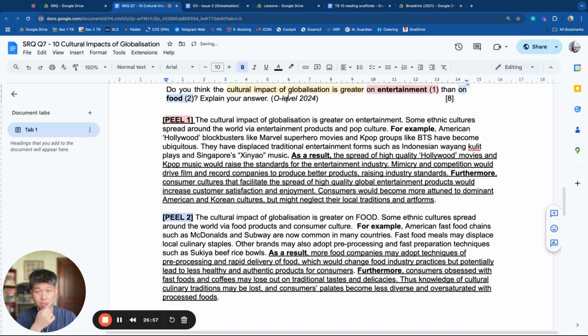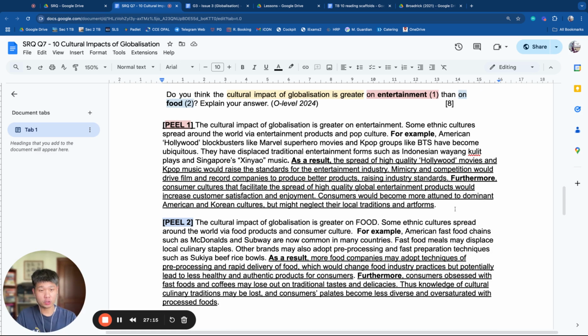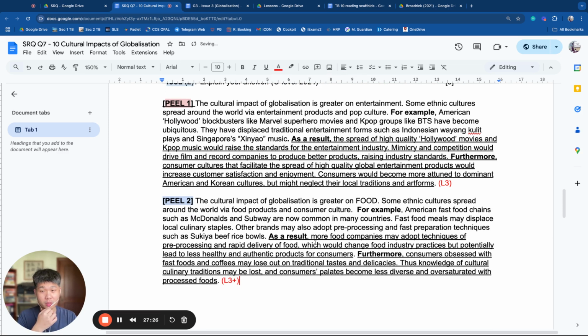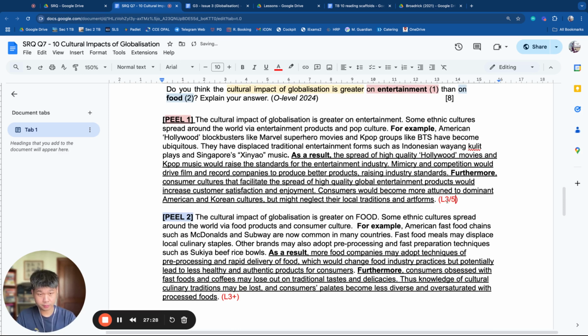So on foolscap, you would copy the question, you copy P1, you copy P2, and then because this is a practice where we are extending our muscle of thinking and trying to have the capability to write the full essay if we want to, you know that at this point, this is a L3, which could be a 5 to 6 marks, and this could be L3 plus, which could be 6 to 7 marks, and you want to have the capability to jump to 8 marks.